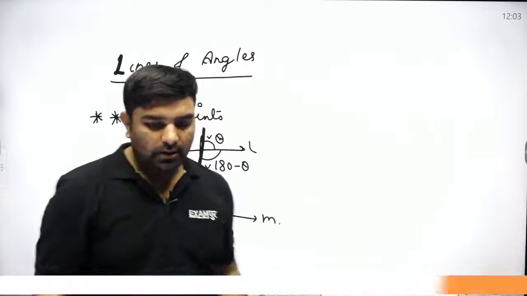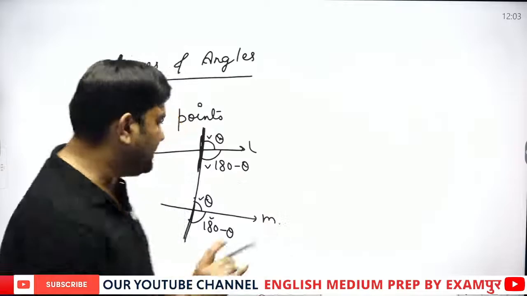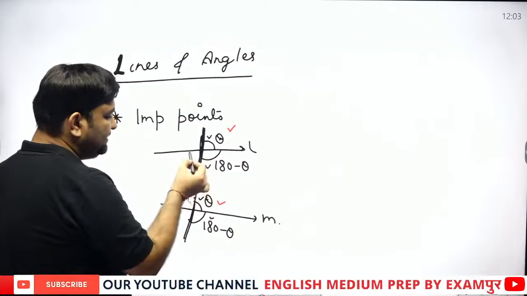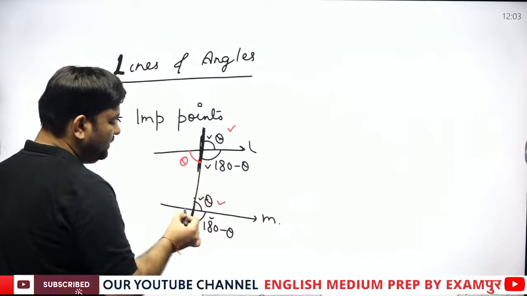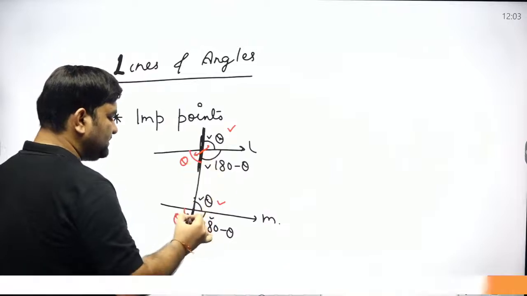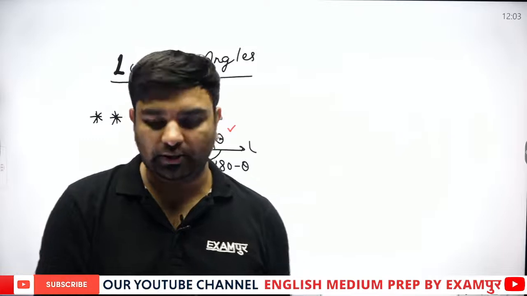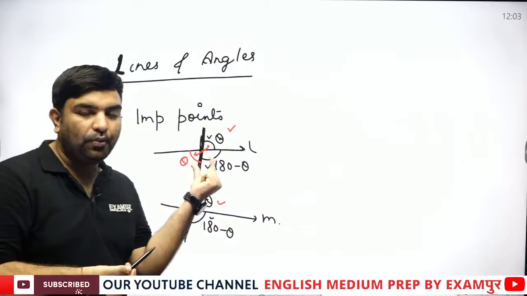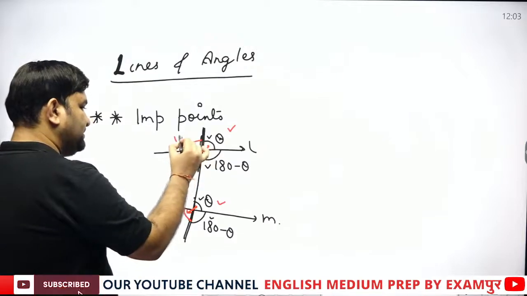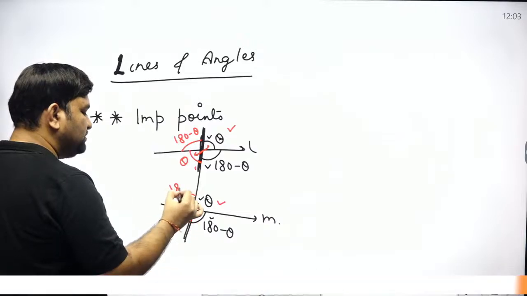So one thing we learned today is corresponding angles. This is theta, this is also theta. They are called vertically opposite angles, and they are also equal to each other. Similarly, this is 180 minus theta and this is also 180 minus theta. Vertically opposite angles.